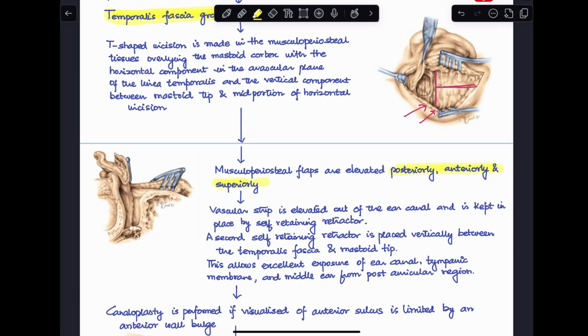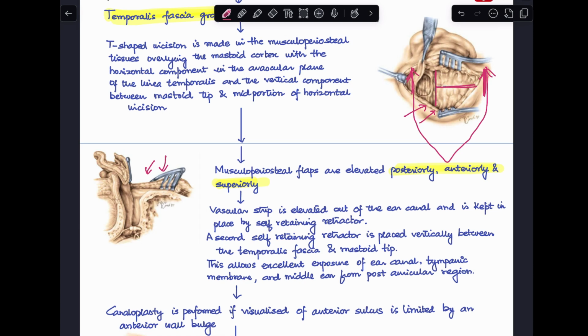Once you have raised the mucoperiosteal flaps, the vascular strip is elevated out of the ear canal and kept in place with the help of a self-retaining retractor, as you can see in the image. A second self-retaining retractor is placed vertically between the temporalis fascia and the mastoid tip. This is the temporalis fascia and mastoid tip. The second self-retaining retractor is placed over here. So now you have prepared the surgical field.